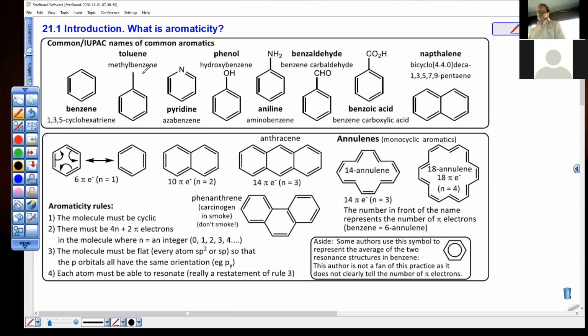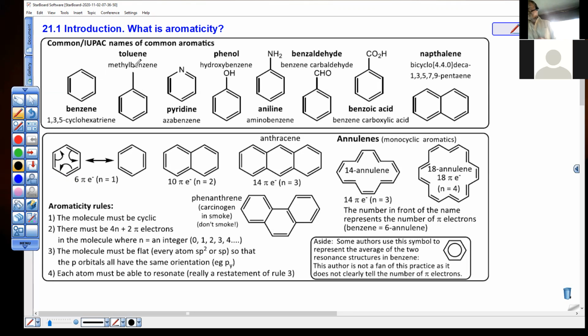And aromaticity has really nothing to do with smell, although many organic compounds that are aromatic do smell. Most of these have a distinguishing odor, with some exceptions. Benzene found in gasoline in small amounts. We don't want large amounts. It's not that good for us.